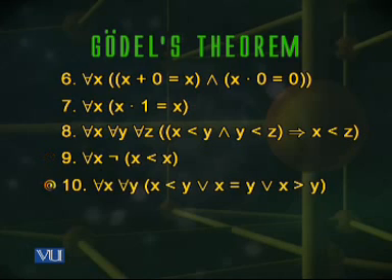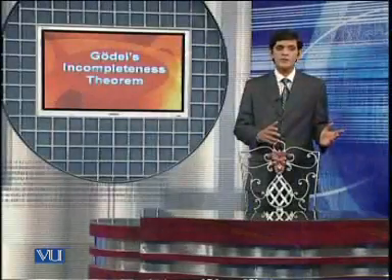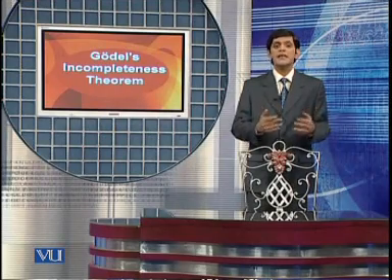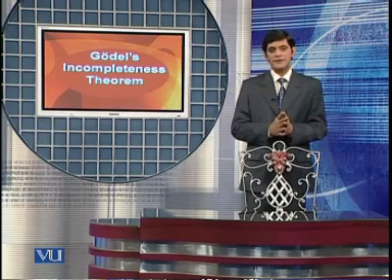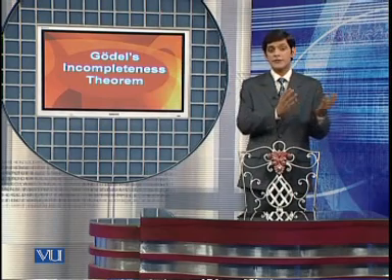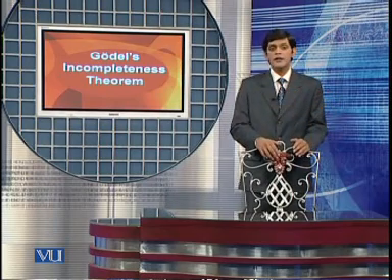The 10th axiom says that if you have two numbers x and y, then x is less than y, or x is equal to y, or x is greater than y. This is called the law of trichotomy. If you give me two numbers, then I have three alternatives and only one of them happens. The first alternative is that the first number is smaller than the second one.